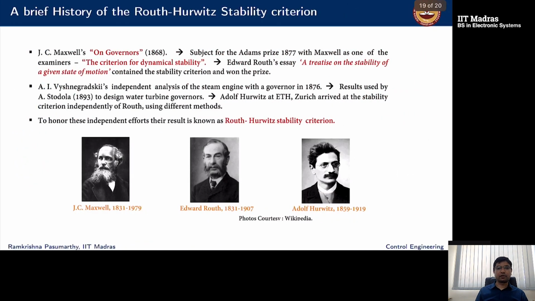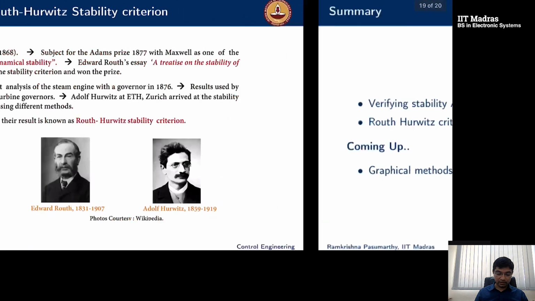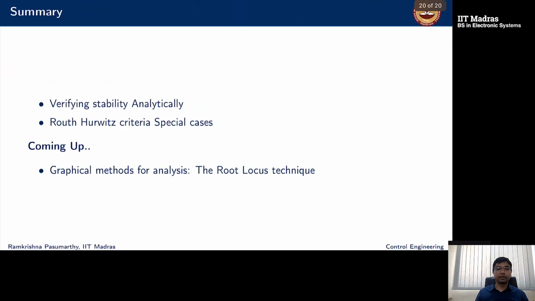It took about 7 or 8 or 9 years for somebody to prove stability. It was when these two people, Edward Routh and Hurwitz, came up with this independently, the result of what is now famously known as the Routh Hurwitz stability criterion. That's the interesting part of the story. We now learned a little bit of analytical techniques to verify stability for higher order systems, namely the Routh Hurwitz criteria. Sometimes it fails, but we know how to get around those cases with special cases.